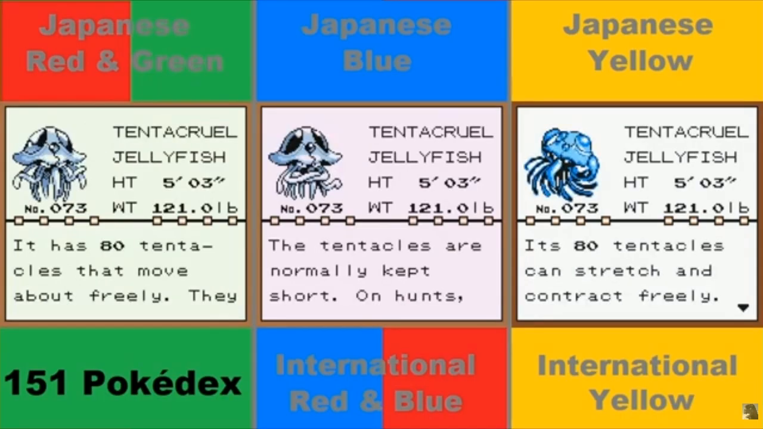Next up is Tentacruel. He's not crossing his arms anymore. And for my final piece of evidence to like hammer it home a little more is Exeggutor.